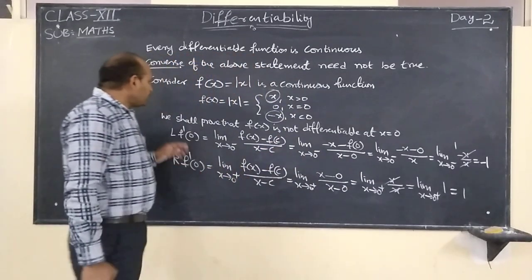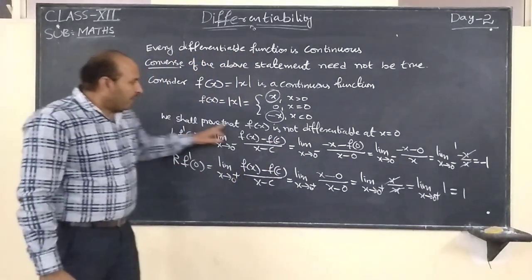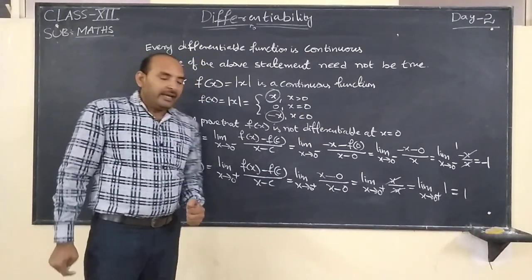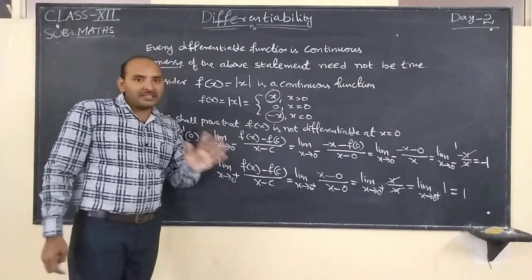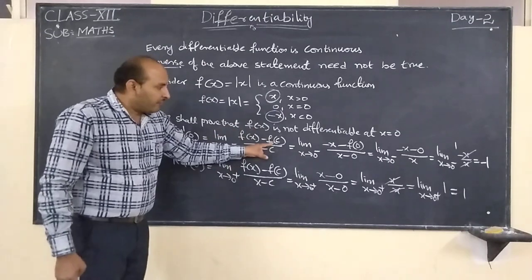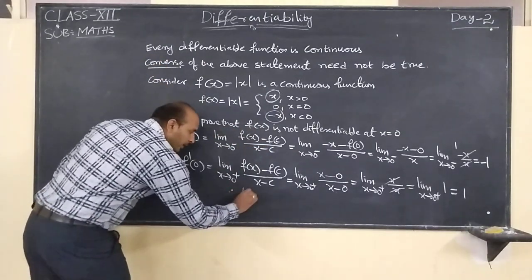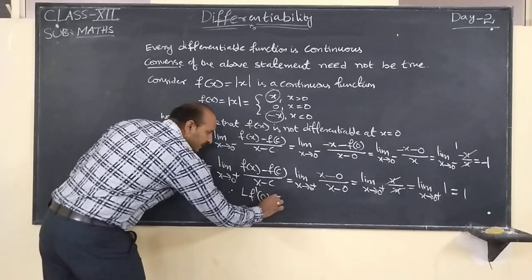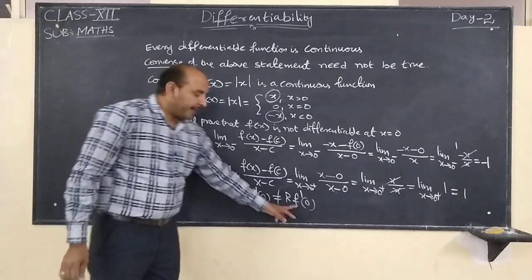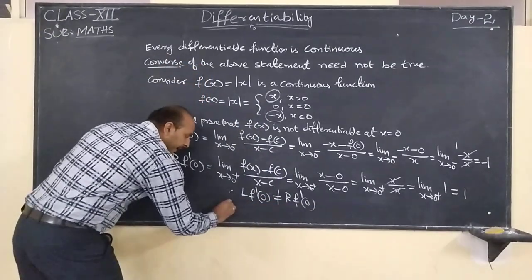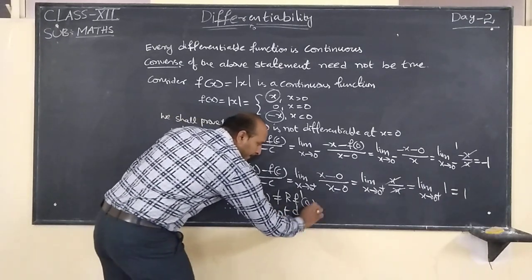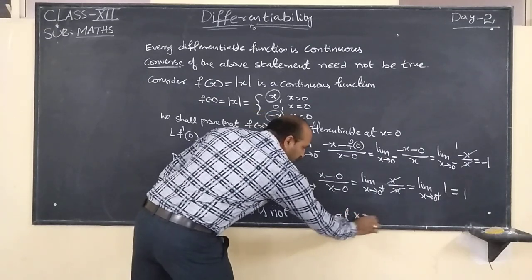So now what we have to prove? f of x is not differentiable at x equal to 0. According to the differentiability condition, left derivative and right derivative must be equal, then only the function is differentiable at x equal to 0. Here left derivative and right derivative are not equal, therefore the left derivative is not equal to the right derivative of the function at x equal to 0. So clearly we can say f of x is not differentiable at x equal to 0.